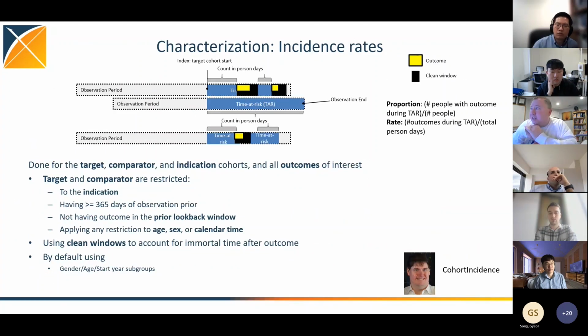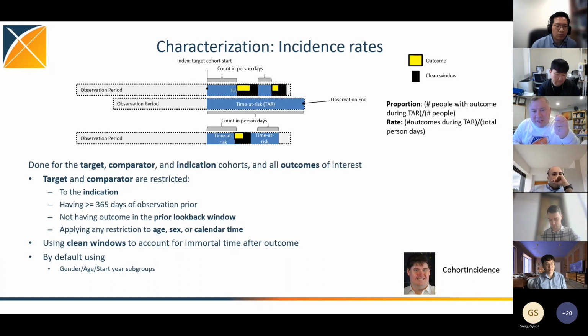The next module is incidence rates. This is building off of the cohort incidence package that Chris Knoll maintains. The idea here is that for each of our target, comparator, and indication cohorts, we can estimate the incidence of an outcome within a given time at risk. So here, again, the target cohort is going to be restricted to the indication. We're going to require that there be a prior 365 days so that we can clean out any prior events that have occurred. The outcomes will have a clean window, which basically allows us to adjust for or remove the potential for immortal time bias.